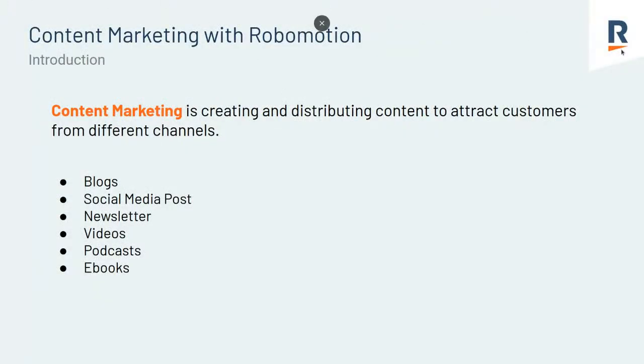So a very quick intro. Content marketing is actually creating and distributing content to attract customers to your site, to your product. There are many ways you can create content for blogs, social media, newsletters, videos, podcasts, ebooks, infographics, many more. We are going to cover blogs and very little of social media publishing. Mostly, we will talk about text and text content generation.